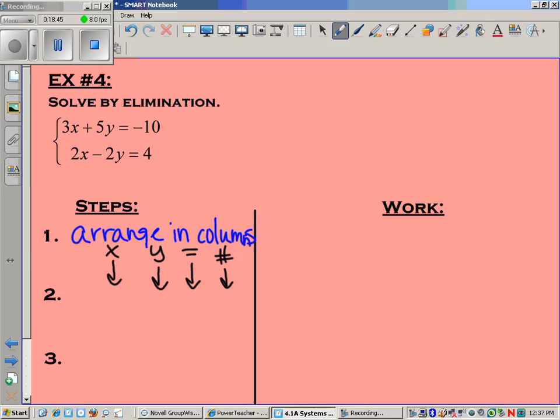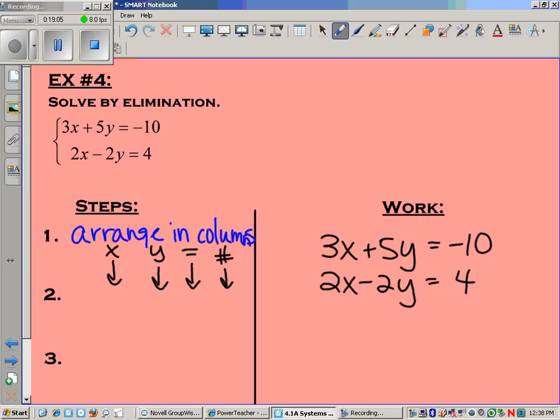So does our example have the x's underneath each other? Looks like it. Does it have the y's underneath each other? Yeah. Does it have the equal to signs underneath each other? And does it have the regular numbers underneath each other? So it looks like this one is already set up for us. It's already in columns for us, so that's kind of nice. If it wasn't in columns, you would have to rearrange your information. You'd have to move things around in your equations so that they were in the correct columns.